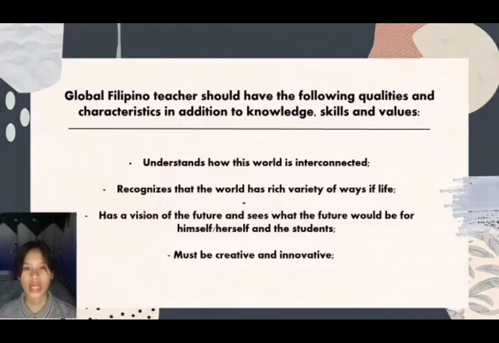The third one is has a vision of the future and sees what the future would be for himself or herself and the students. We can create an ideal image of what they want to accomplish in our classroom by constructing a vision for teaching, which we can utilize to stay motivated throughout our careers.